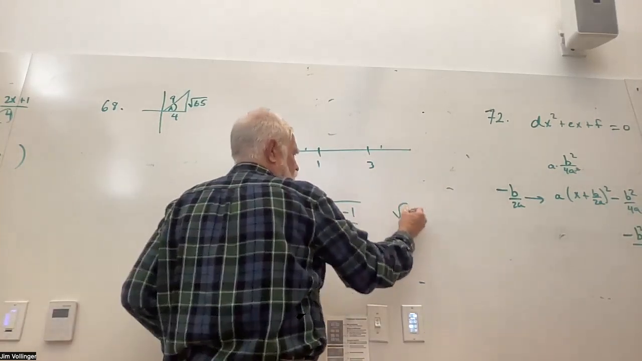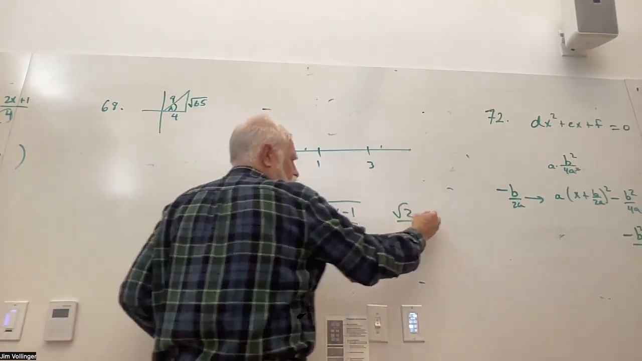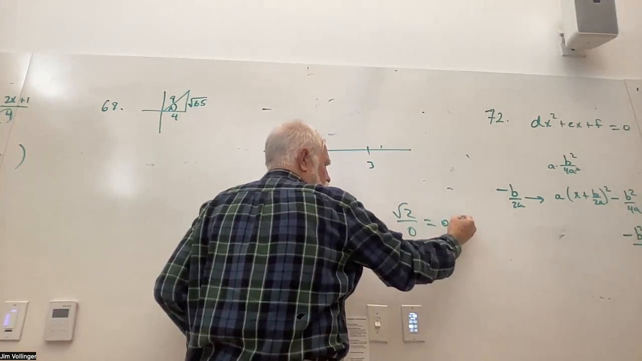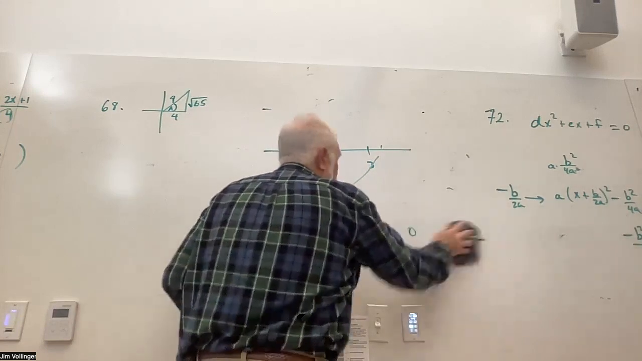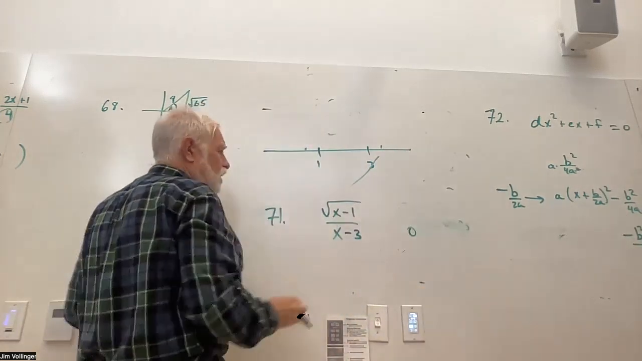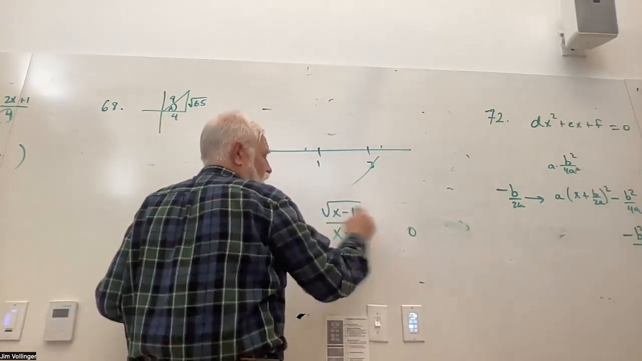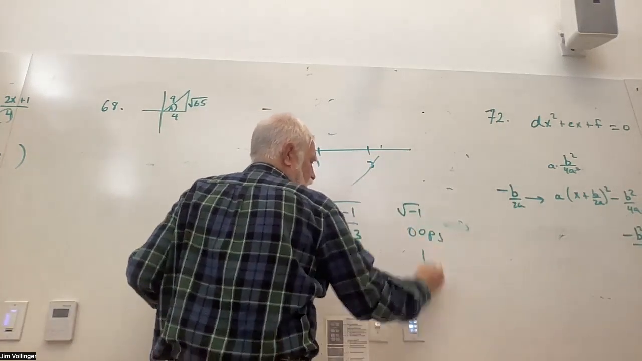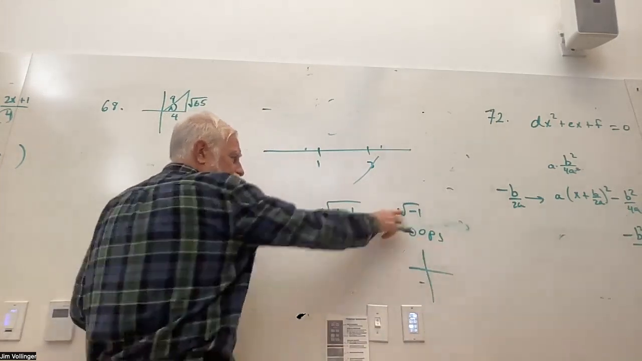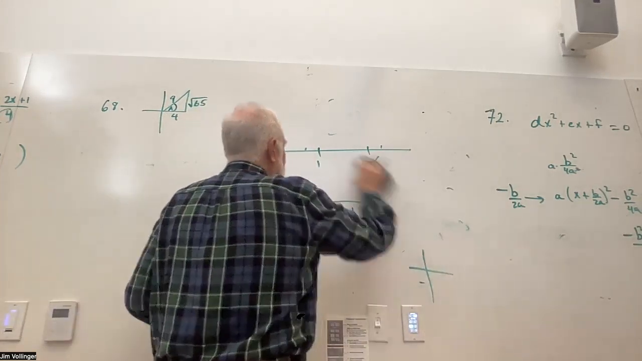It gets me the square root of 2 over 0. I put that in the calculator and it goes, whoops. Can't use 3. Oh, yes, we have to look at numbers less than 1. Let's plug 0 in. I get the square root of negative 1. Whoops. That's not on the Cartesian coordinate system. That's imaginary. So I can't use these.